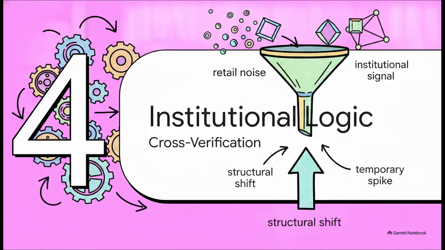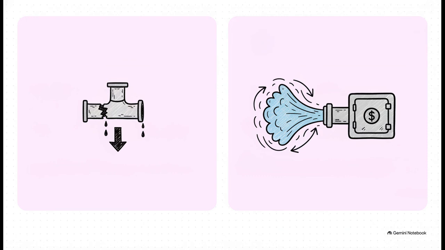All right, Section 4, Institutional Cross-Verification Logic. How do we know this is a structural shift and not just a flash in the pan? We have to filter out the retail noise from the true institutional signal. If you just look at traditional exchange data, you might actually get tricked.